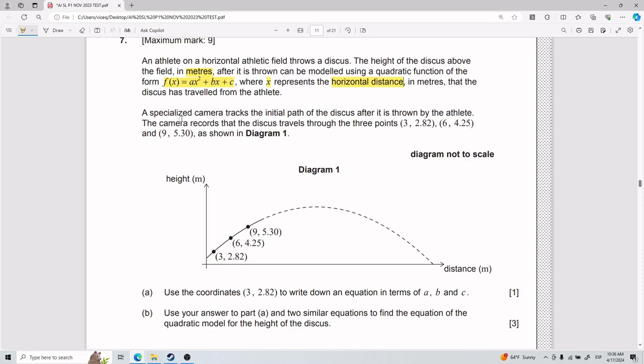A specialized camera tracks the initial path of the discus after it is thrown by the athlete, and the camera records that the discus travels through 3 different points. Those 3 different points are here, here, and here, as shown in diagram 1. All right, cool.